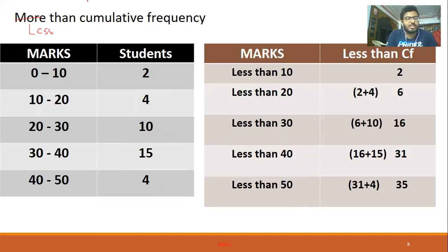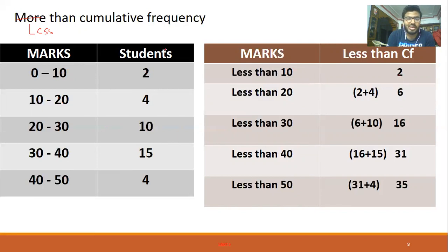Okay, now less than cumulative frequency, see less than CF. Now in the same way the marks is given and the students is given. Now remember in more than we were using the lower limit, so in less than it will be which one? The upper limit. So less than 10, less than 20, less than 30, less than 40, less than 50. अब देखो, 10 मार्क्स से कम मिलने वाले कितने बच्चे होंगे? 2 बच्चे.